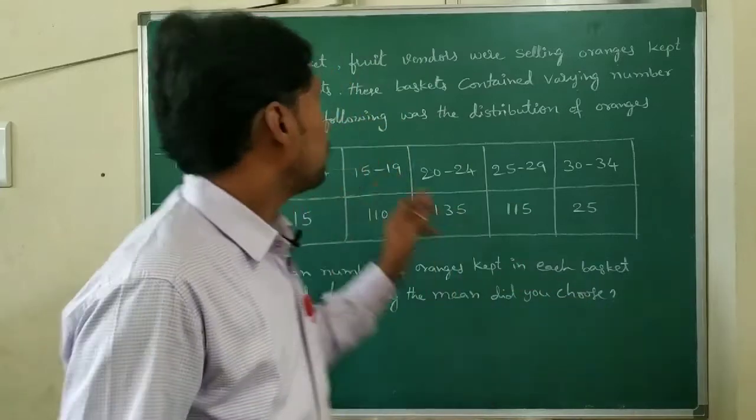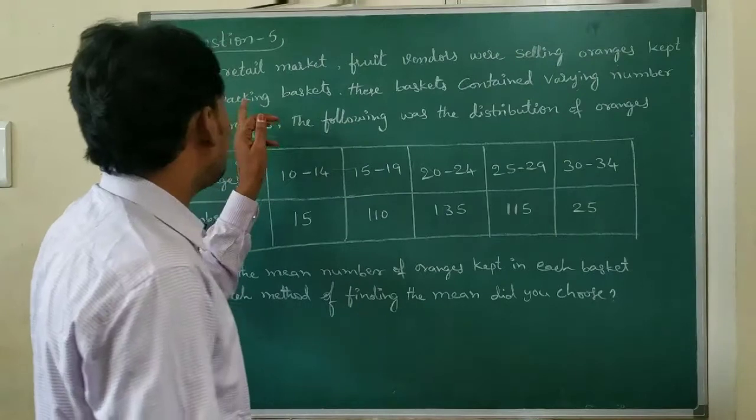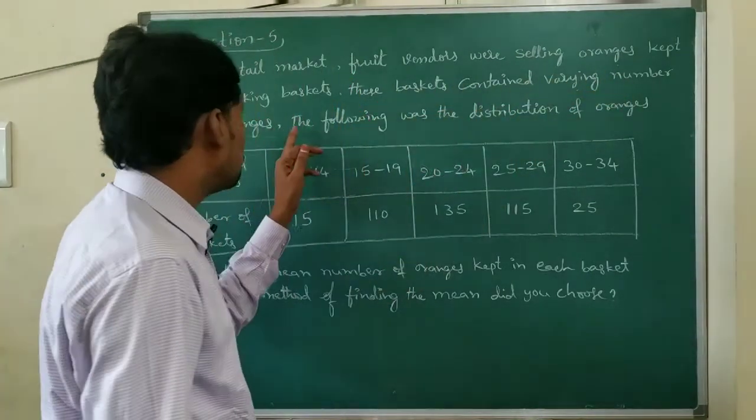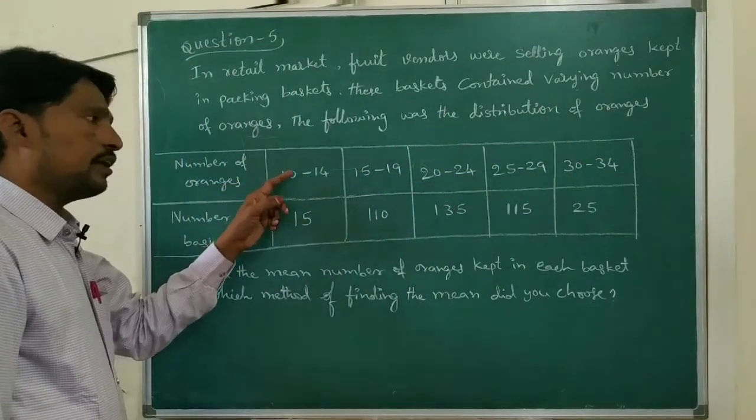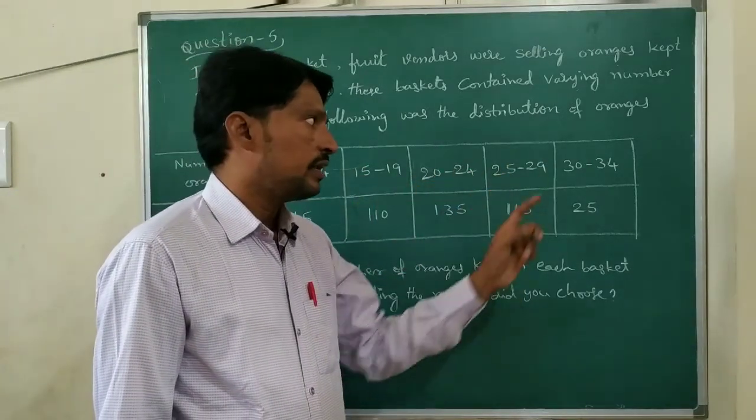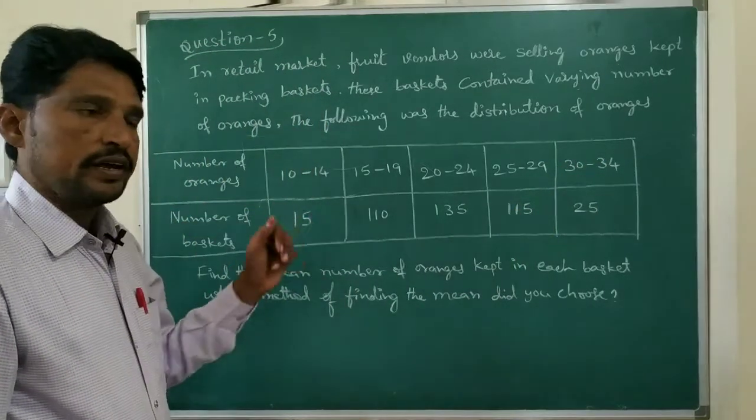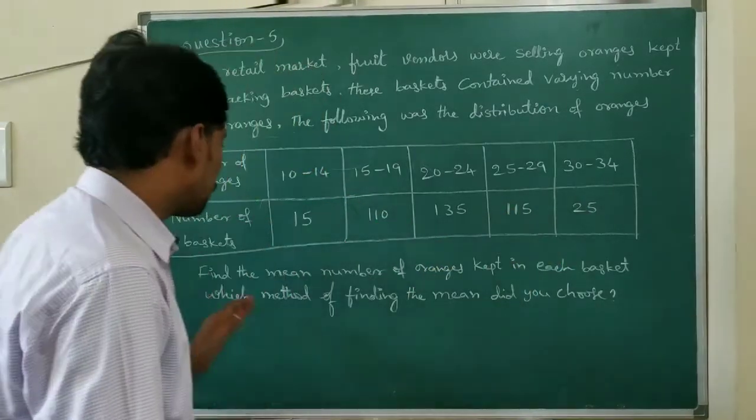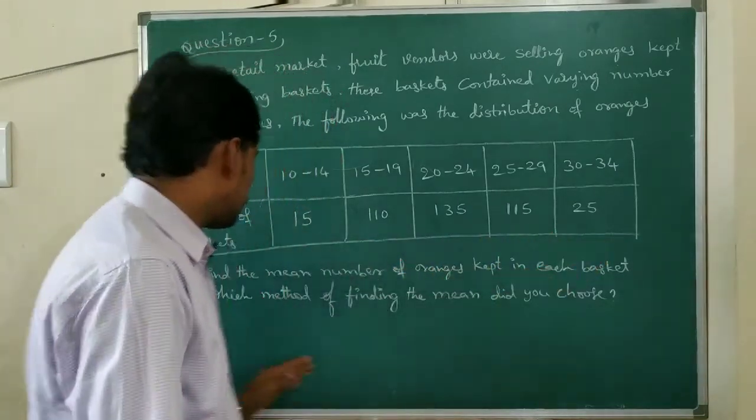Question number 5. In a retail market, a fruit vendor was selling oranges kept in packing baskets. These baskets contained varying numbers of oranges. The following was the distribution of the oranges. Number of oranges: 10 to 14, 15 to 19, 20 to 24, 25 to 29, 30 to 34. Number of baskets: 15, 110, 135, 115 and 25. Find the mean number of oranges kept in each basket.